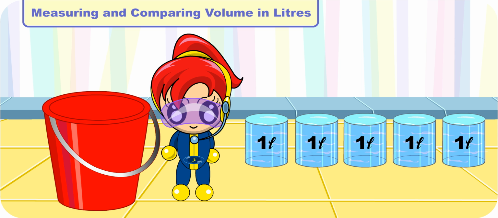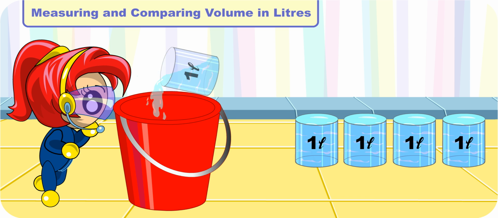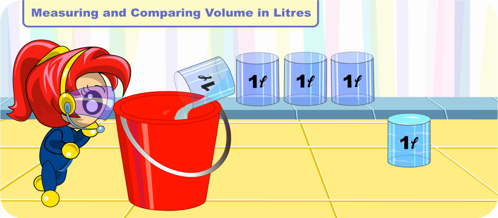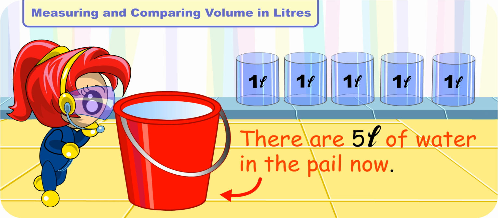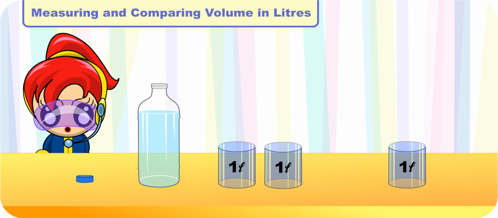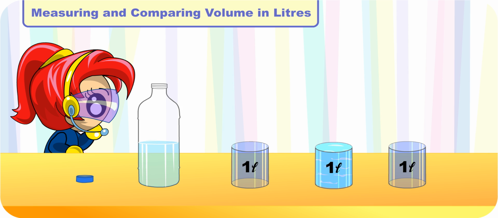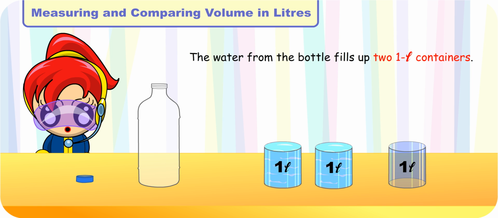That's correct. Let's fill the pail now. 1, 2, 3, 4, and 5. There are 5 liters of water in the pail now. Okay, I know how to measure volume in liters using a 1 liter container. Let me measure how much water there is in this bottle. The water from the bottle fills up 2 1 liter containers. Therefore, there were 2 liters of water in the bottle. Good work, Turbo Girl.